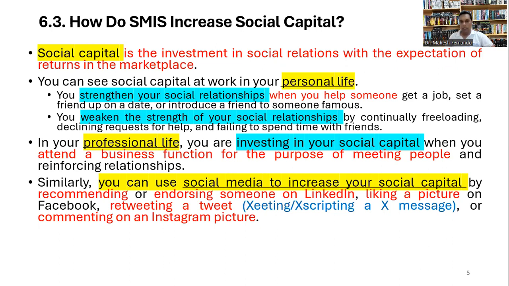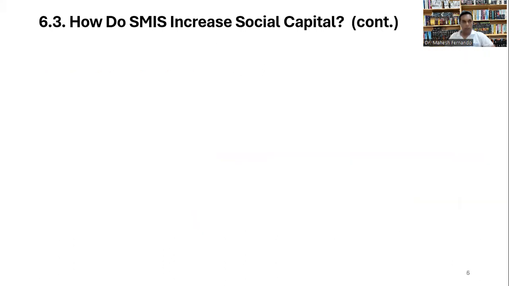It's like liking a picture on Facebook, or tweeting or retweeting a tweet. We know that Twitter is not called that anymore; the word now is posting or reposting a message, or commenting on an Instagram picture, which might improve the social capital of a person or an organization. And how do social media information systems increase social capital?